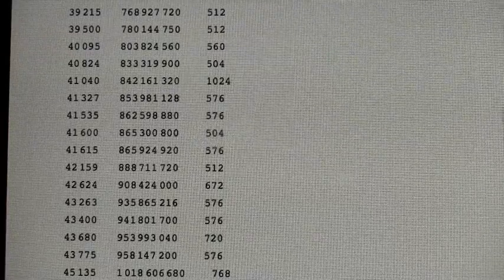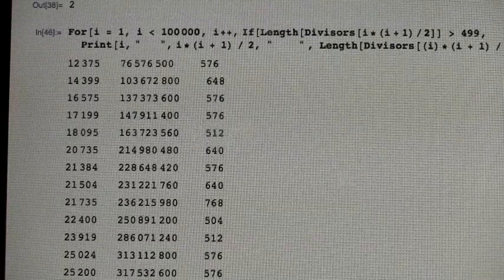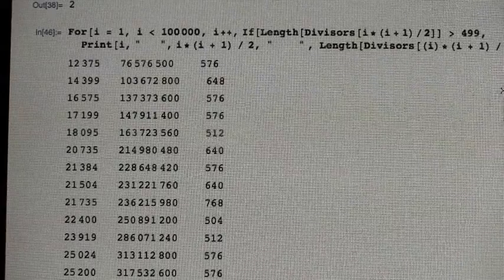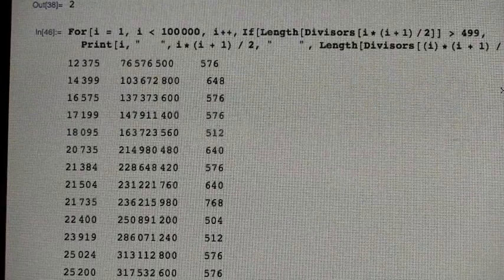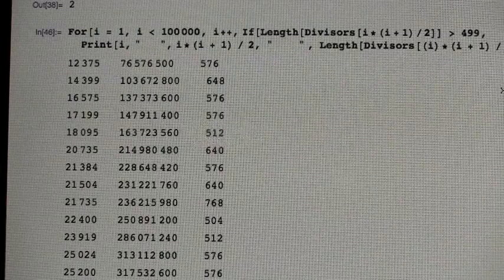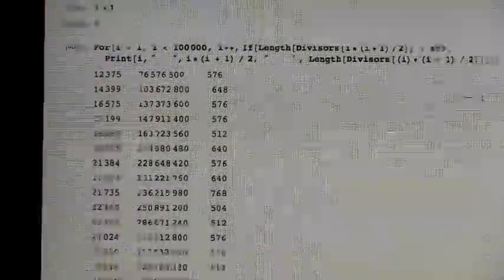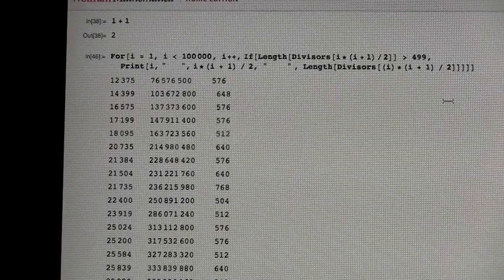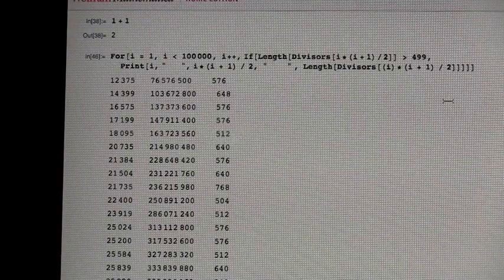All right, so I asked you, do you think the first one to have more than 500 or the first one to have exactly 500 divisors would be larger? We thought the one that had more would be larger. But it doesn't seem like it.